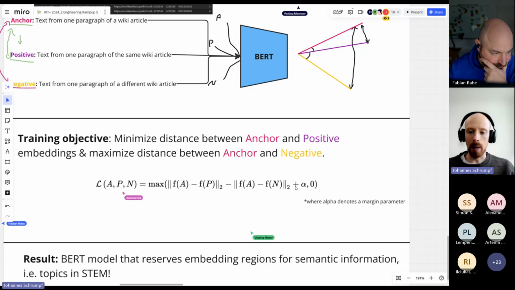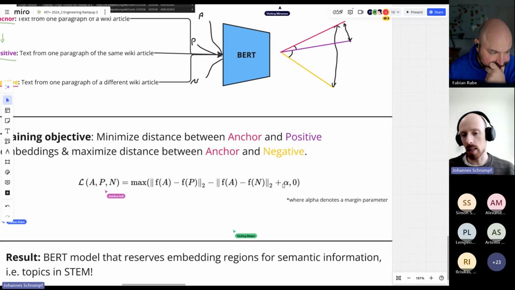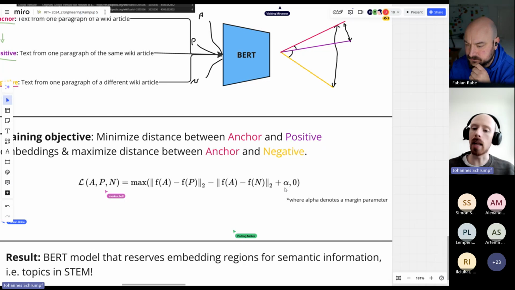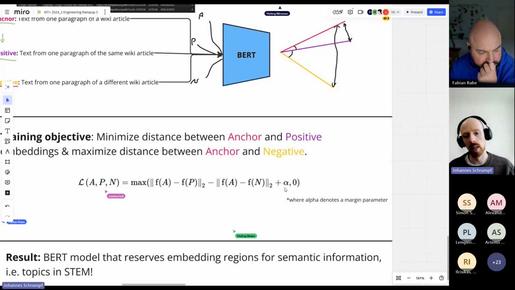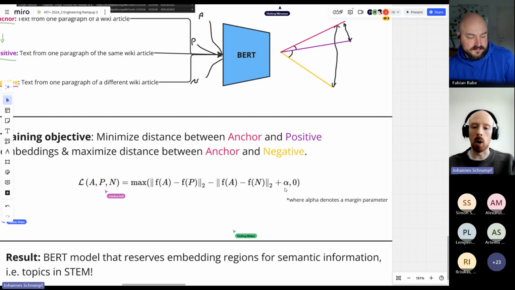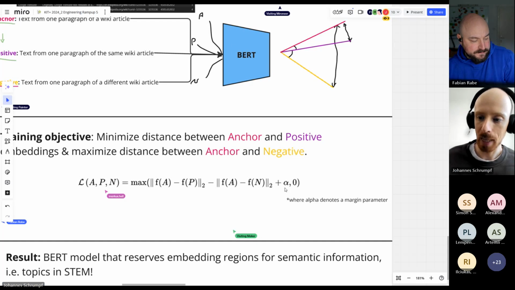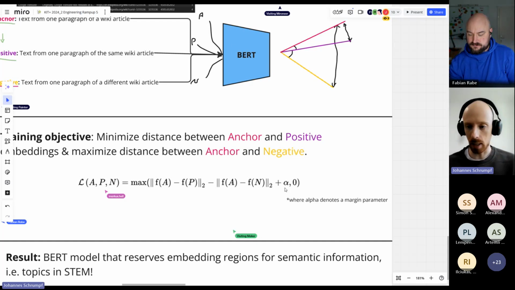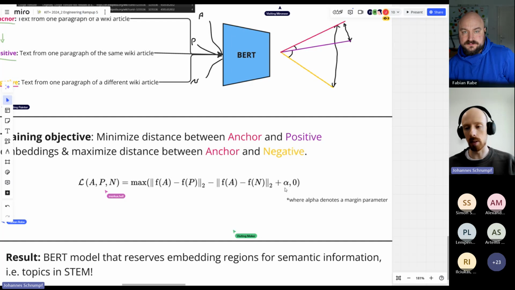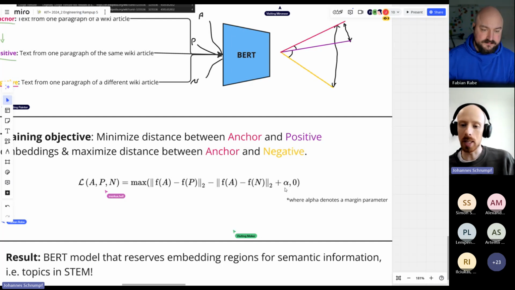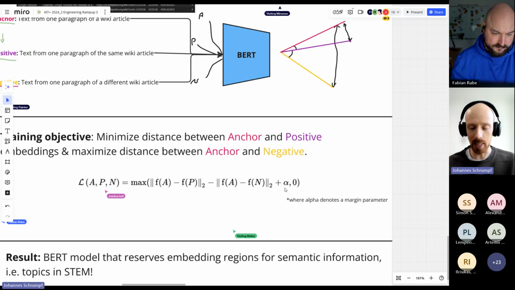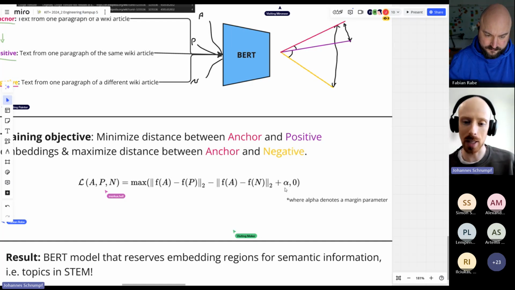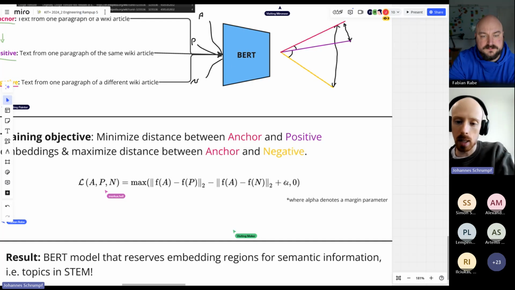And we add an alpha parameter here, and this is a margin parameter. This margin parameter is necessary because if the network is very good at distinguishing anchor and positive from anchor and negative, then the loss will always be 0. And this is bad because then the network doesn't learn anything. So in order to keep the network on its toes, we always add this margin parameter alpha here. And this will come back later, so I will ask you a question about this later. So this is the role that the margin parameter plays.